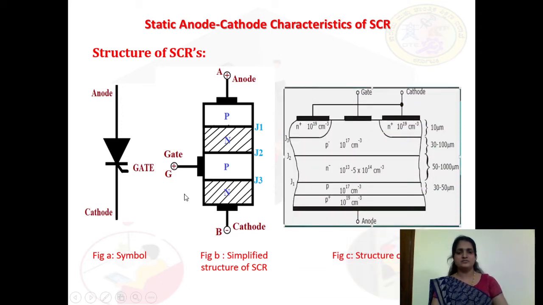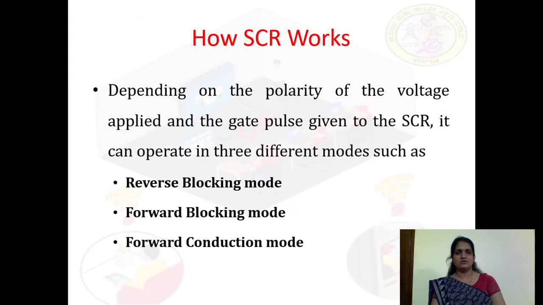The next one gives the detailed structure of the SCR, how the PN layers have been formed with a thickness of, in micrometers, 10 micrometers, and the second P layer is 30 to 100 micrometers. Similarly, the thickness in micrometers and the formation of these three junctions with three terminals. At the N plus we have the cathode, and at the P plus we have considered the anode terminal, and in the middle P layer we have considered the gate terminal. This is the structure of this SCR, the silicon controlled rectifier.